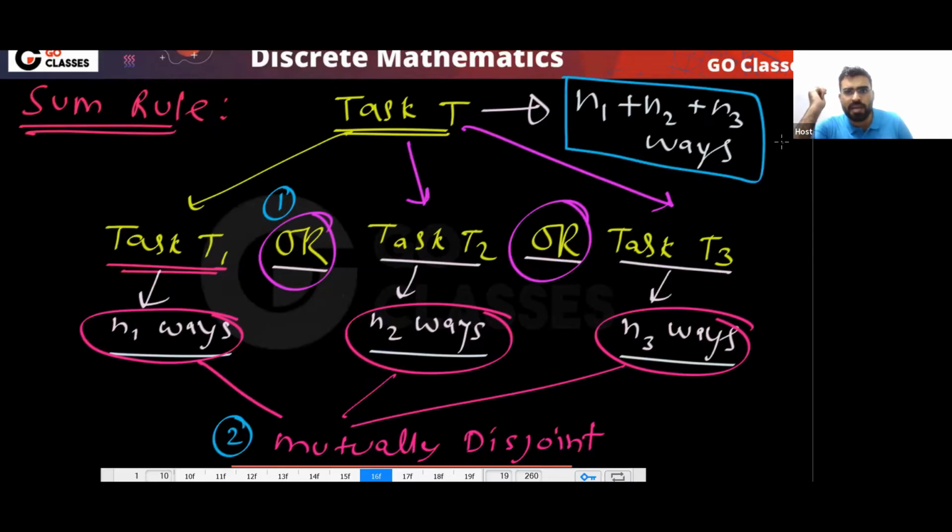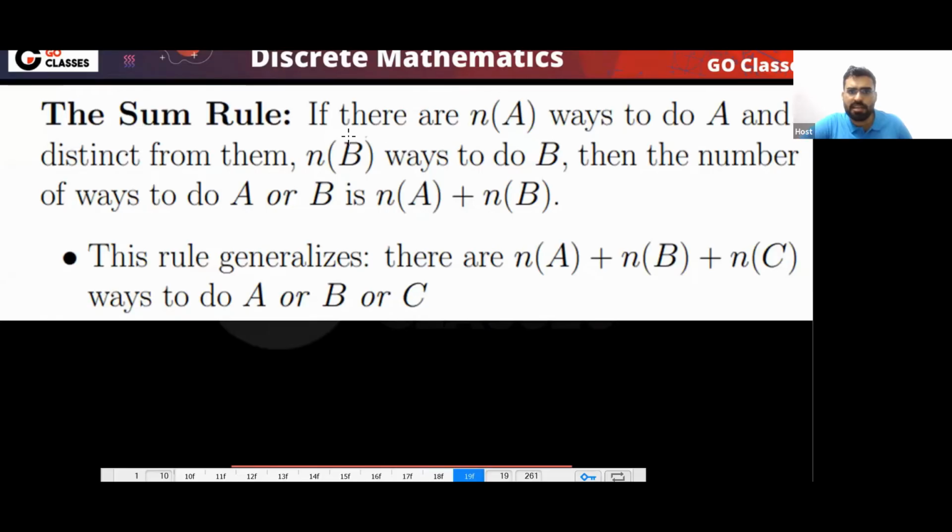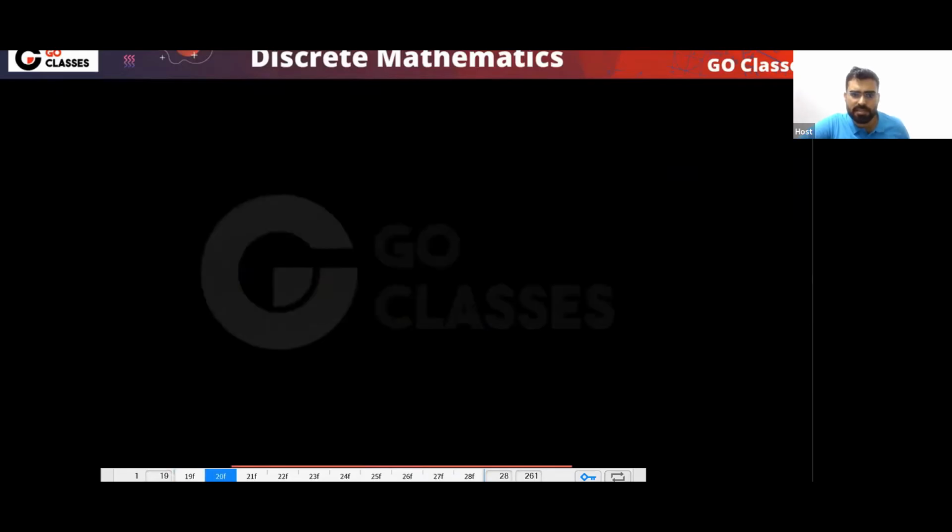These two important things. If these two are there, then the final answer will be this. Remember, 1, 2 implies this answer. Because of 1, 2, this answer is coming. Is this point clear? 1, 2 must be satisfied. So you must have this OR, and also you must have this mutually disjoint. So very simple. This is the summation rule. Okay, let's see some example. If you can do a task and these are distinct, then you can just add, but there should be OR.